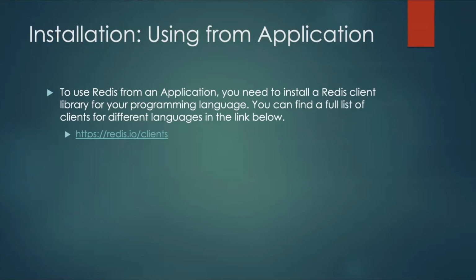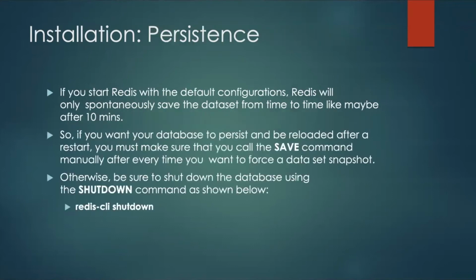You would just go on that link, find it, and then try to find the client you would use. For example, in Java, there's Redis, there's Java Redis Client, and there's Redis. So just go on the link and find the one you want to use.